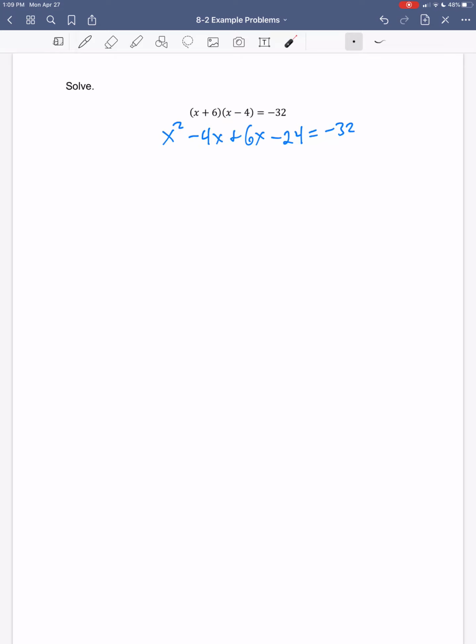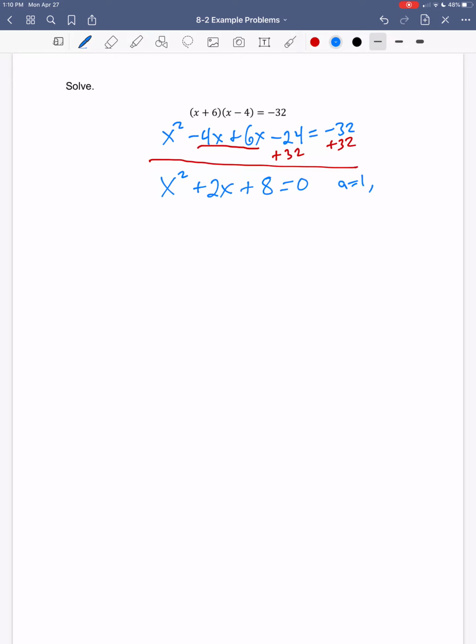I can put those together, but then I want to get it equal to 0. So I'm going to put these terms together, and I'm going to get rid of this 32. I'm going to add 32 to both sides. So I get x squared, negative 4 plus 6, positive 2x. Negative 24 plus 32 gives me plus 8 equals 0. So I've got a equals 1, b equals 2, and c equals 8. No signs there at all.